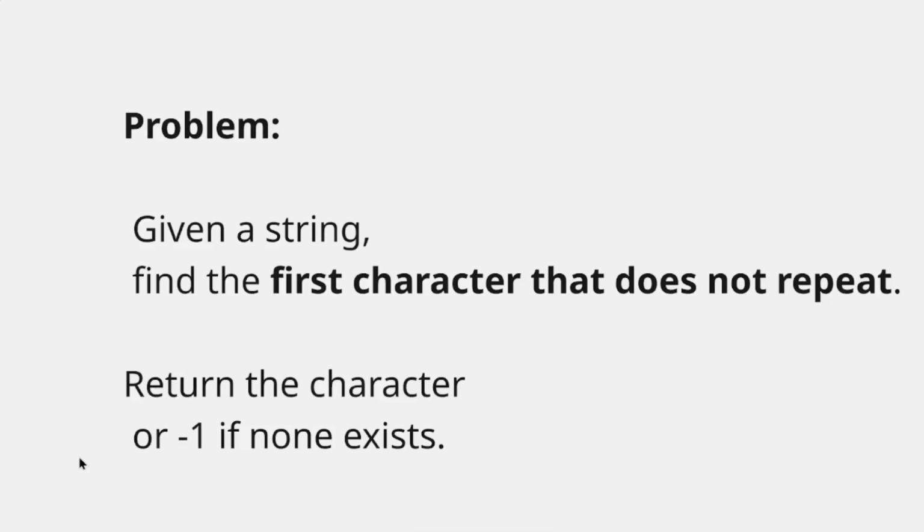So this is our problem statement. Given a string, find the first character that does not repeat. We have to find the character that does not exist more than one time, and that character should appear first. That is what we are going to print. If we do not find any character, we have to return -1. Let's see the example so that you will understand.